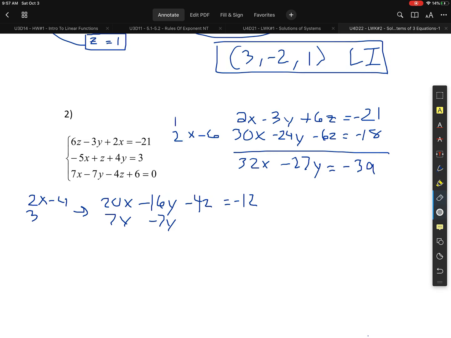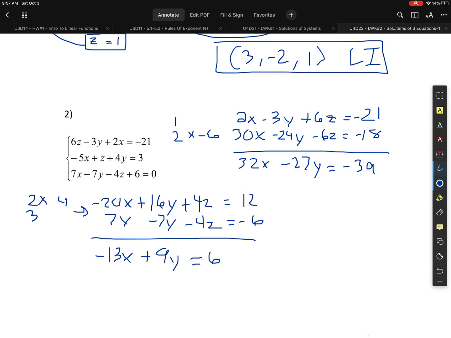Oops, I didn't mean to multiply by negative. Times 4. So that would be, if I multiplied by negative 4, negative 20x plus 16y plus 4z equals 12. Sorry about that. Negative 4z equals negative 6. Straight down, I get negative 13x plus 9y equals 6.